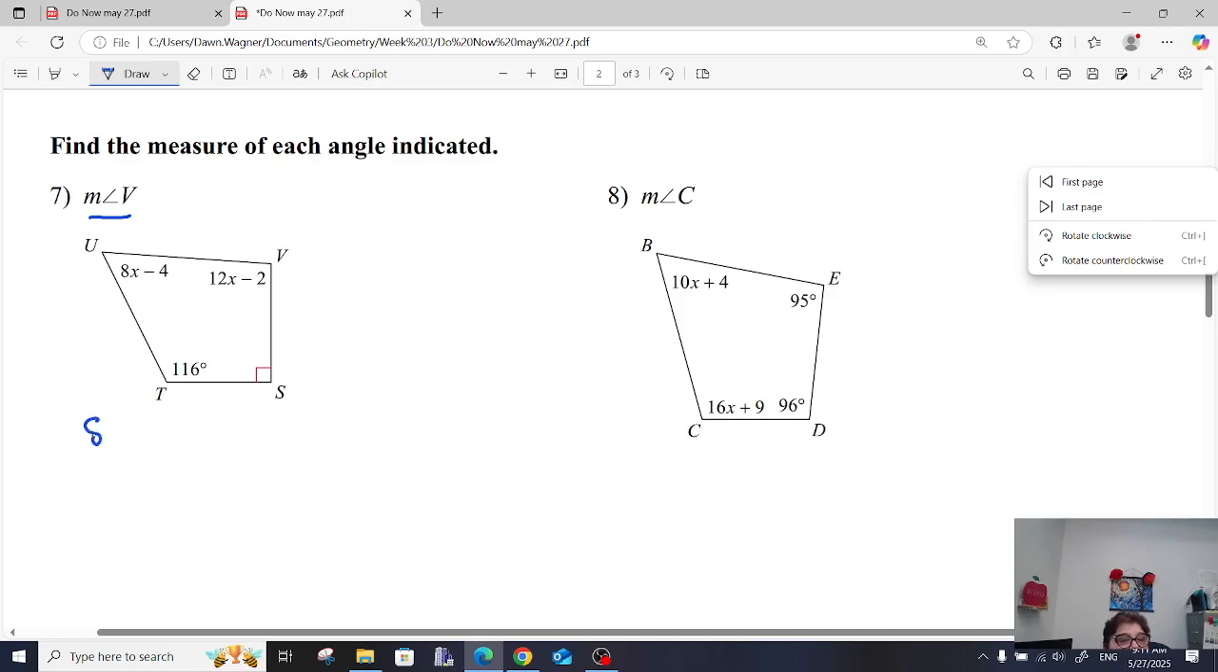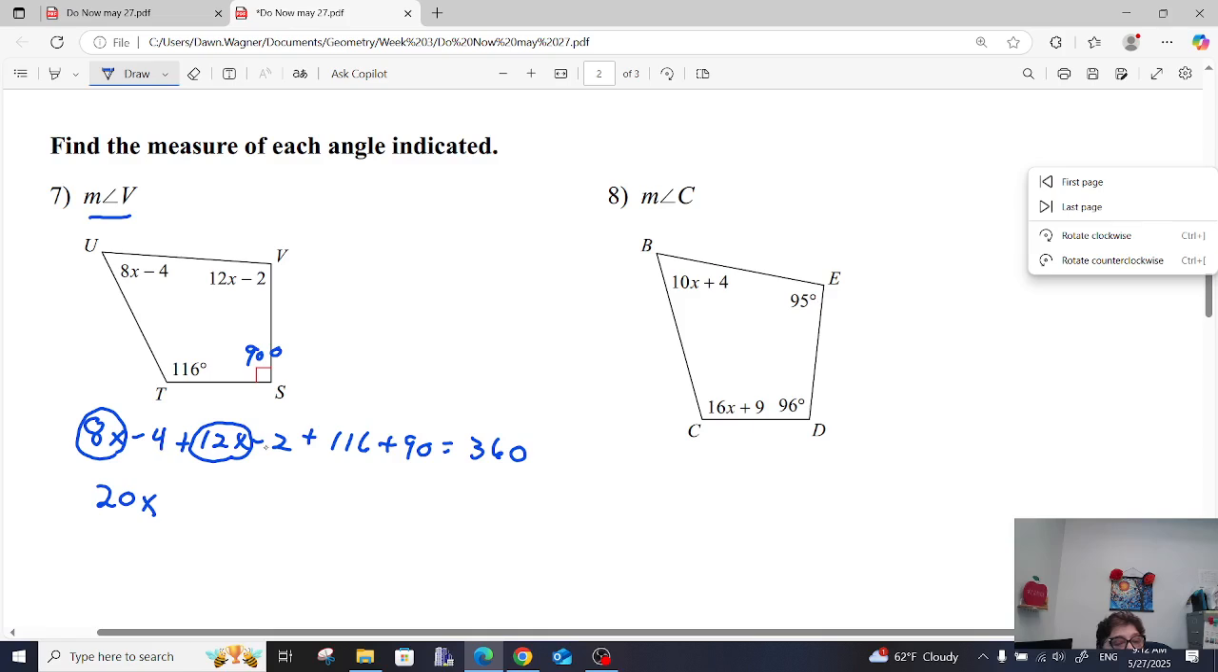So we would write this as 8x minus 4 plus 12x minus 2 plus 116. And a lot of people forget this last number. This box means a number. What number does this box mean? 90 degrees. Don't forget the 90. So many students do that. And then that's 360 degrees. Now I'm going to add my x's together and add the constants. 12x plus 8x is 20x.